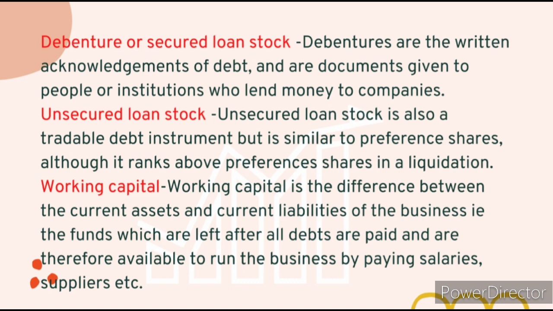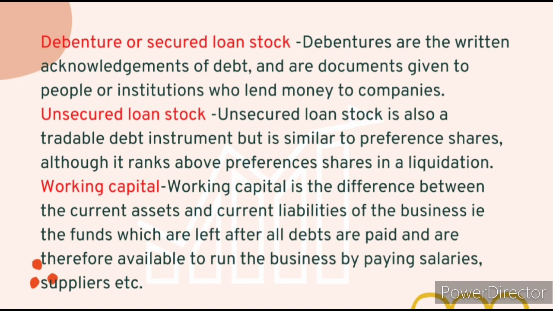Debenture or secured loan stock. Debentures are the written acknowledgments of debt and are documents given to people or institutions who lend money to companies. The document will inform the lender when they can expect to be repaid, and how much interest they can expect to receive. Debenture holders do not own the company, have a vote, or have a say in running the business. However, they do have a right to receive their interest every year or half yearly, and a right to sell their debentures on the market.